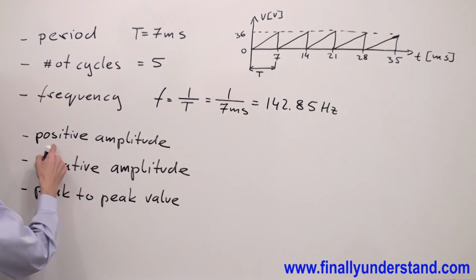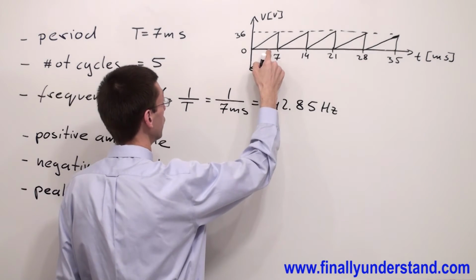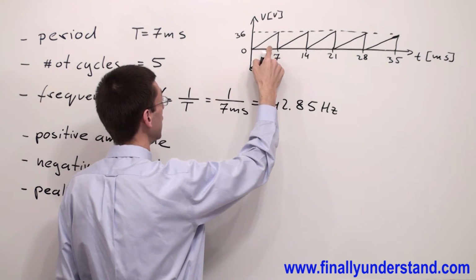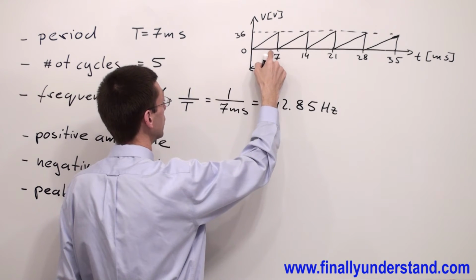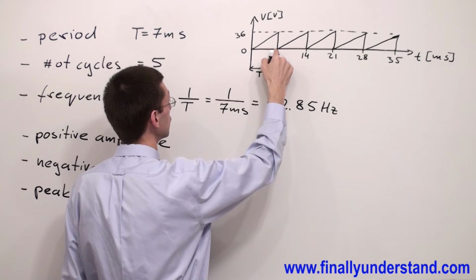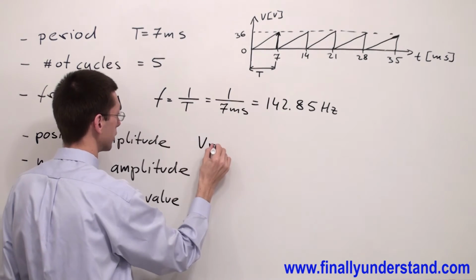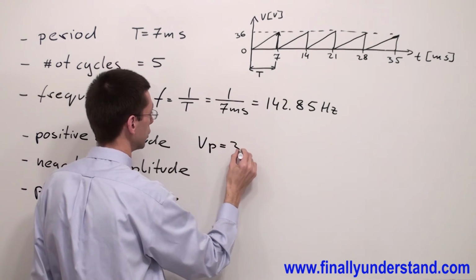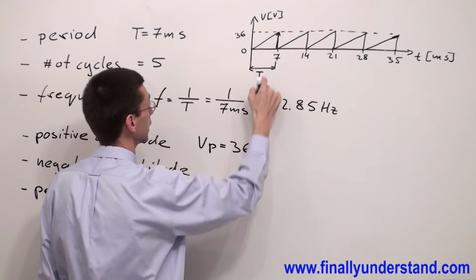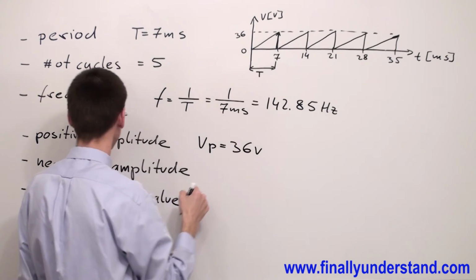Next, we're supposed to find the positive amplitude. Positive amplitude is the maximum voltage or maximum value of the wave measured from 0. So my peak value is going to be measured from here to here. So this is my peak. Voltage peak is equal to 36 volts in this case. Voltage peak is the maximum value measured from 0 to the top of the wave.